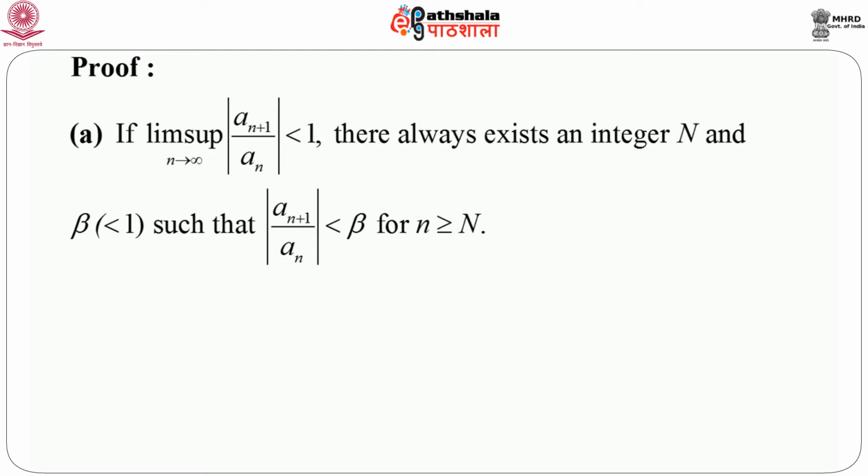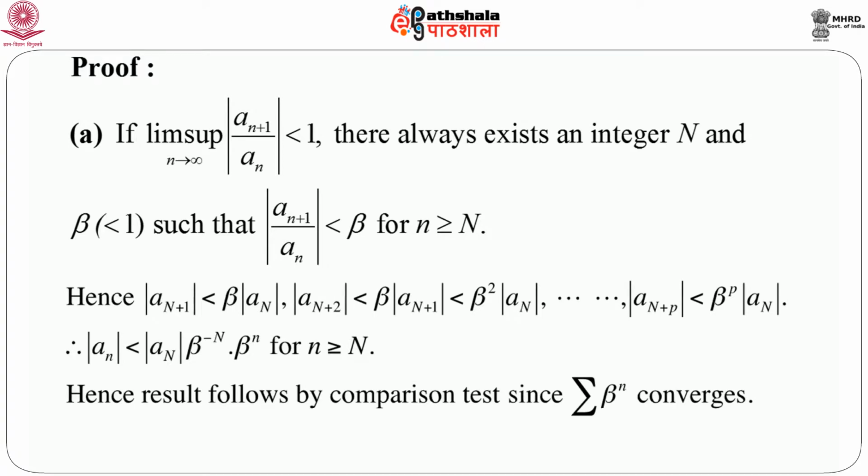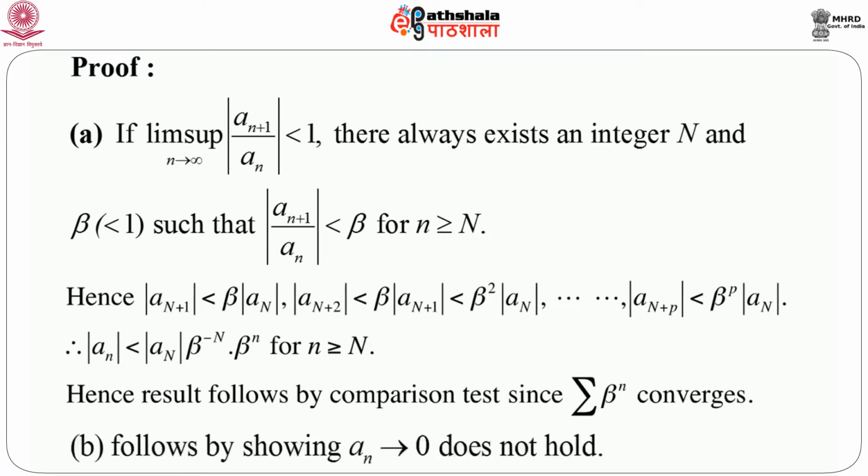First, consider that lim sup of the modulus of the ratio |a_(n+1)/a_n| as n goes to infinity is less than 1. Then, like the previous root test, we can always find an integer capital N and a number beta such that |a_(n+1)/a_n| is less than beta. Now remember, beta is less than 1, for every n greater than or equal to capital N. So we can immediately write |a_(N+1)| less than beta times |a_N|.